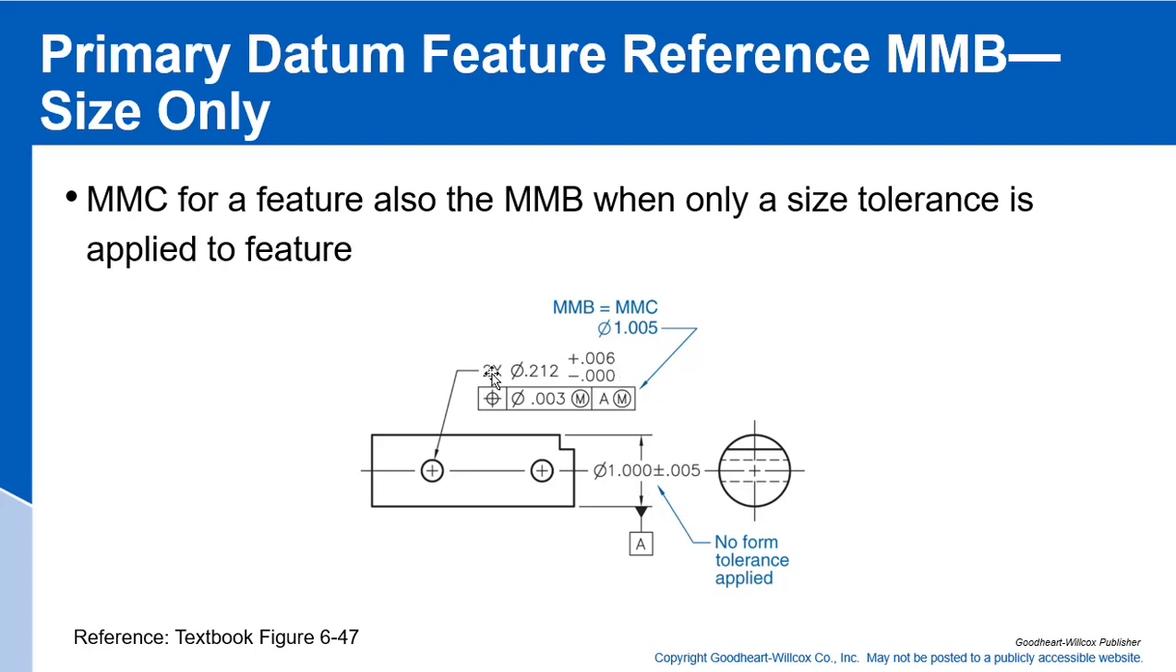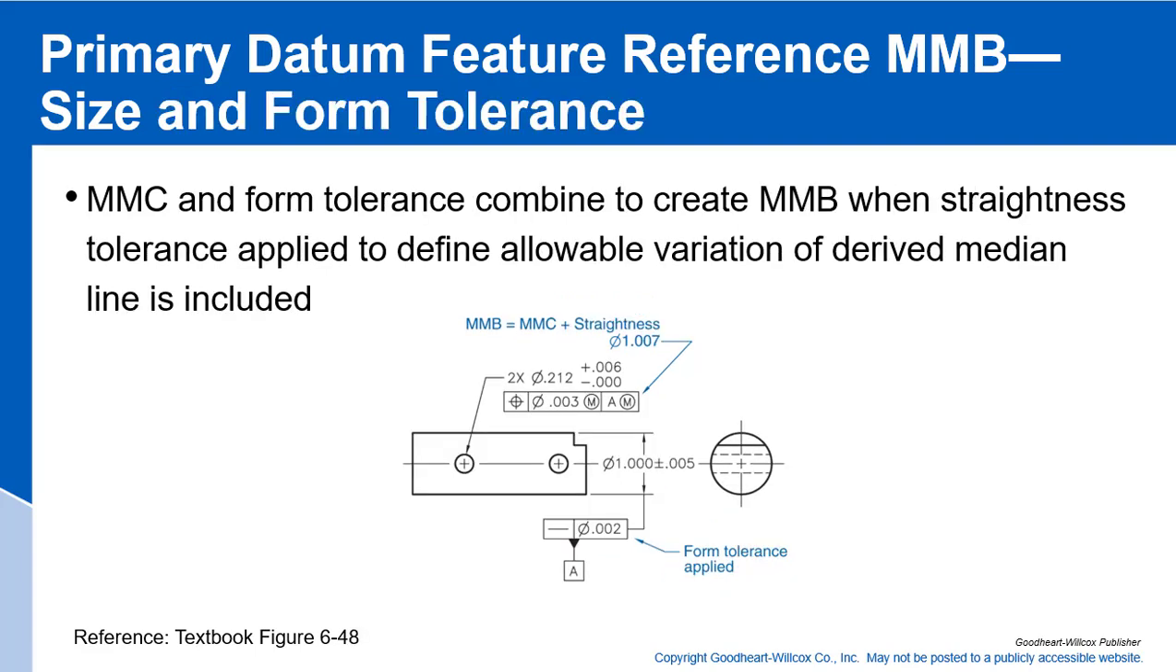And we're referencing this feature control frame for this positional tolerance at the maximum material boundary, in which case the maximum material boundary equals the MMC condition because there are no form tolerances. Now, a slight variation here is that I have the same feature, but I have a form tolerance applied. In which case, my MMB becomes the MMC of the shaft plus the straightness tolerance. So it's a slight difference between these two interpretations.